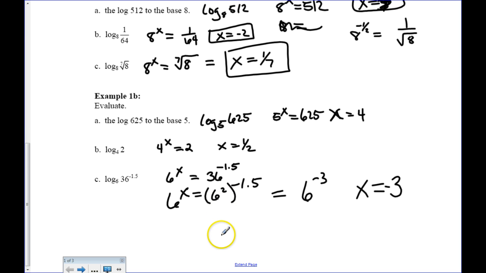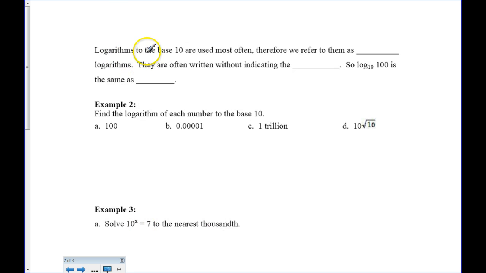All right, logarithms to the base 10 are the most often used. Therefore, we refer to them as common.